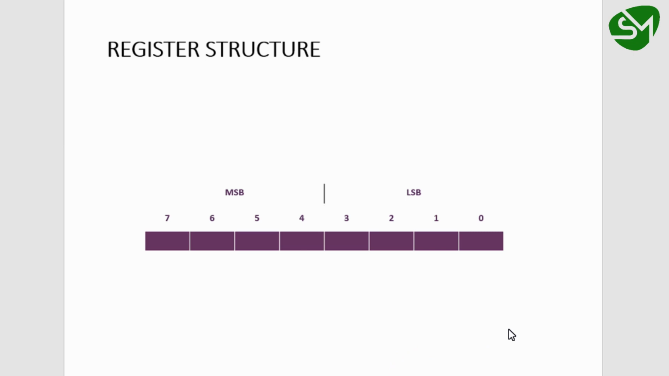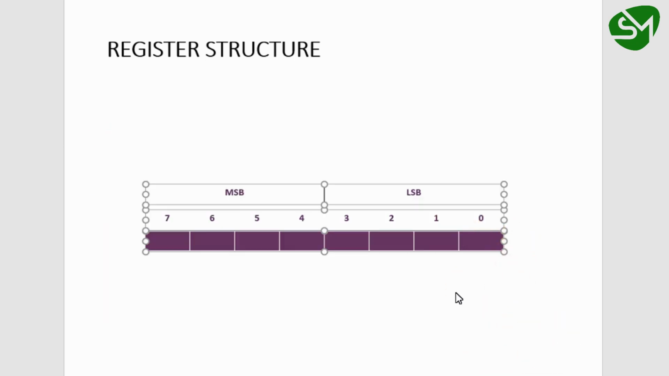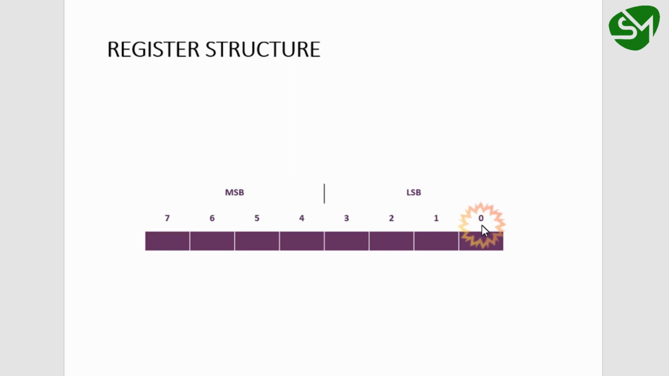Since our microcontroller is an 8-bit microcontroller, all the registers in our microcontroller will be only 8 bits wide. So this is the structure of an 8-bit register, and here you can see it has 8 bits from 0 to 7. These 4 bits 0, 1, 2 and 3 are known as LSBs, that is least significant bits, and these 4 bits 4, 5, 6 and 7 are known as MSBs, that is most significant bits.